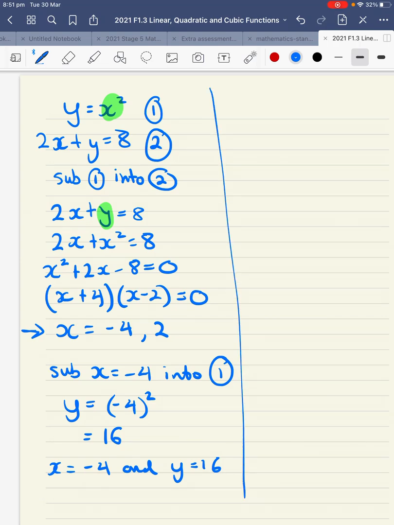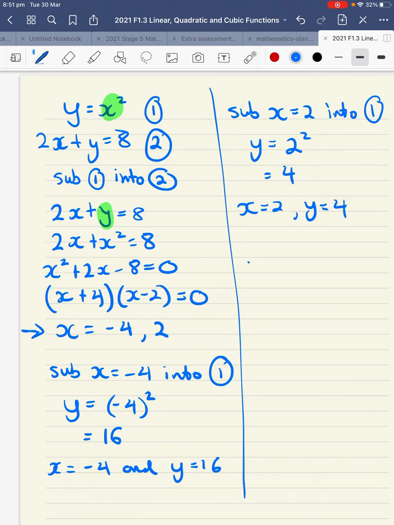Now let's look at the second solution. Let's go to the top of the second column here. So we're going to sub x equals 2 into 1, and we're going to get y equals 2 squared, which equals 4. And so therefore our other solution is x equals 2, y equals 4. And therefore our two solutions are x equals -4, y equals 16, and x equals 2, y equals 4. So there's two solutions to that simultaneous equation.